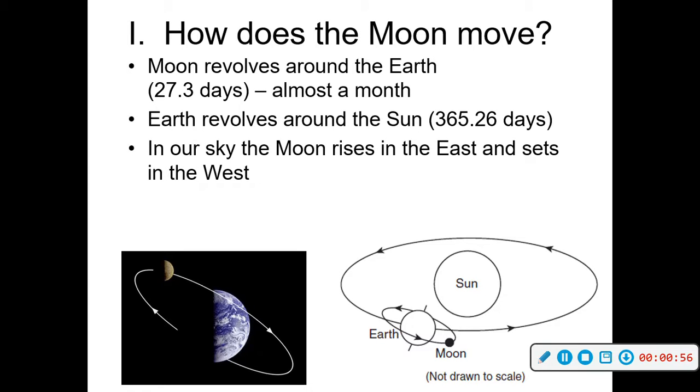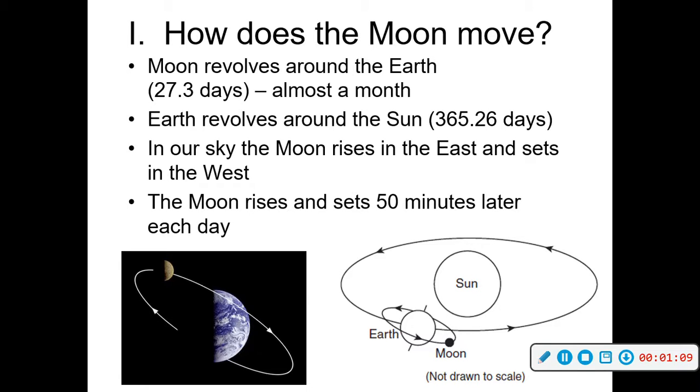All right, in our sky, the moon rises in the east, sets in the west in general. So if you track it across the sky, that's what you're going to see. It's going to make an arc across the sky, just like the sun does. And also, the moonrise and moonset vary by 50 minutes later each day. So you could actually track it. They actually have it online or in the paper every day, telling you the time of moonrise and moonset.